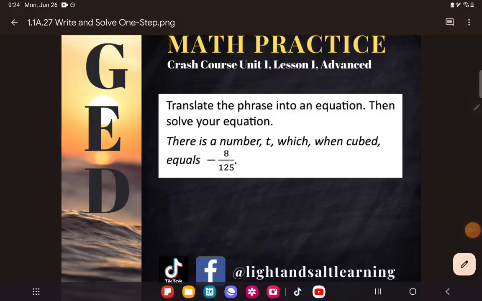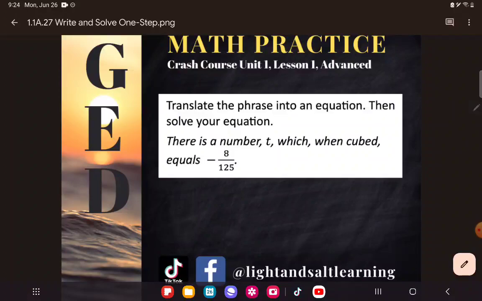Hey, GED students, let's take a look at this example. It says translate the phrase into an equation, then solve your equation. Now we have this little sentence here. There is a number t, which when cubed equals -8 over 125.